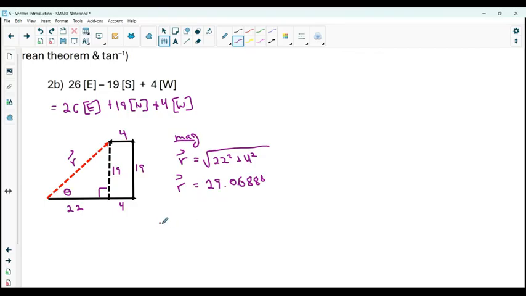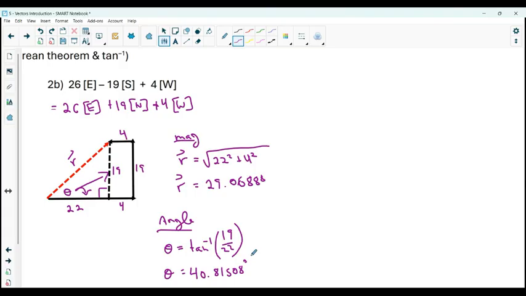Now let's do the angle. And for the angle, we'll say, okay, again, I'm shortcutting this a little bit because we've already seen it. We're going to be tan inverse, and I'm fine with you doing this once you get comfortable with it. Tan is opposite over adjacent, so for my angle, 19 is opposite, adjacent is 22. It's going to be 19 over 22. And I work that out, and I get an angle of 40.81508 degrees.